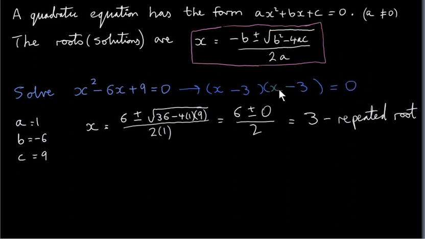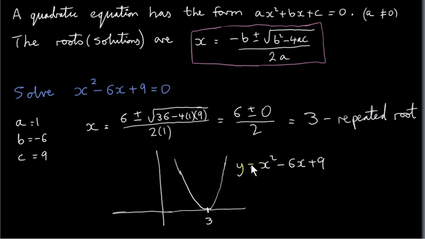So now we have the product of these two factors equals 0. The next step is to put each factor in turn equal to 0. If we put this first factor equal to 0, we get x equals 3. If we put the second factor equal to 0, we get another x equals 3. So that's why this root of 3 is sometimes referred to as a repeated root, because we have two equal factors, or two repeated factors.